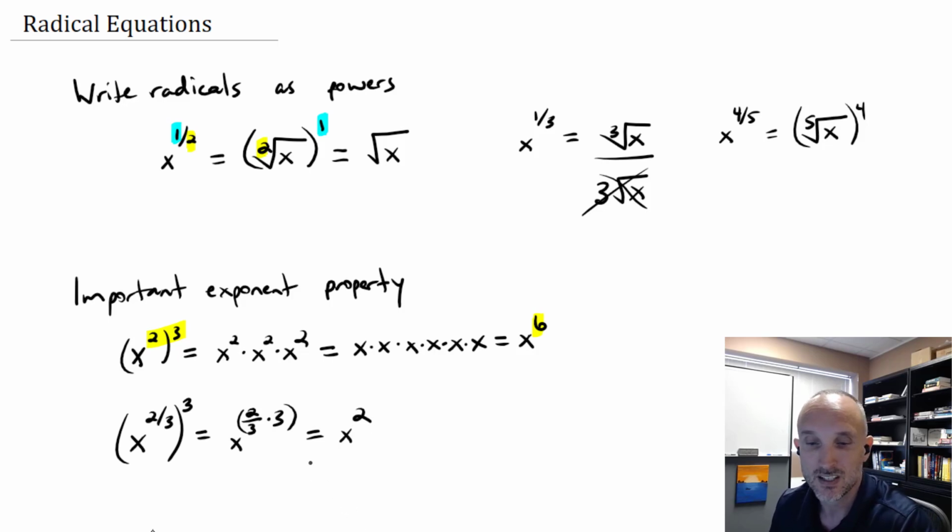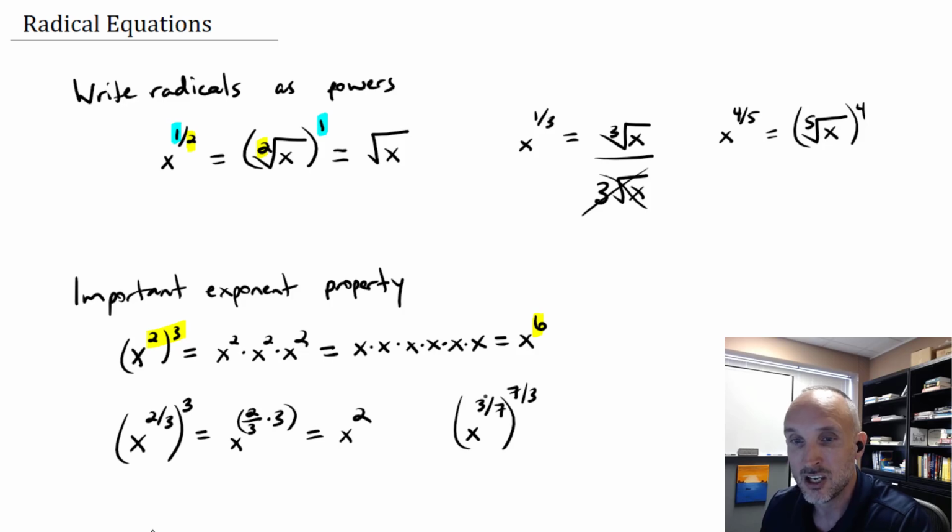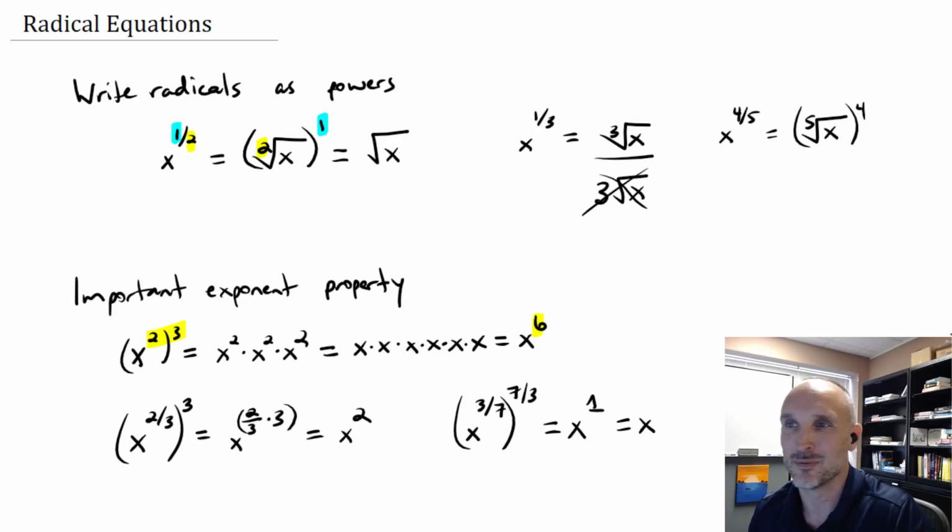Pretty cool, right? And one of the things we're really going to take advantage of is if you've got x to like the 3/7 power and you want to undo that, you would simply raise it to the reciprocal power 7/3, because 3/7 times 7/3 is 1. And we don't have to write 1 as an exponent. So you can raise a power to its reciprocal to cancel it out, which is a cool property. Let's start solving some radical equations.